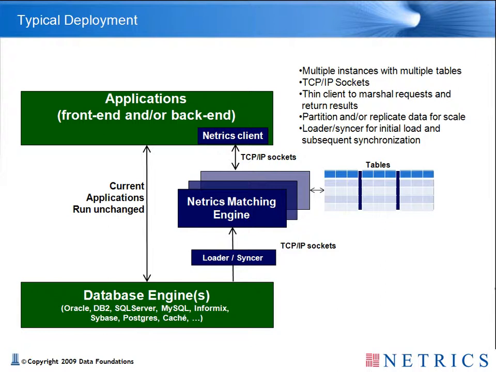A couple of highlights about the engine: you can have, for instance, multiple instances of the matching engine, each with as many tables as are required. All communication is through standard TCP/IP sockets, but that's hidden from the application by the Netrix client. So that client basically marshals the requests and returns the result set to the requesting application.